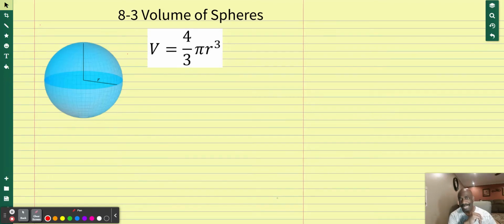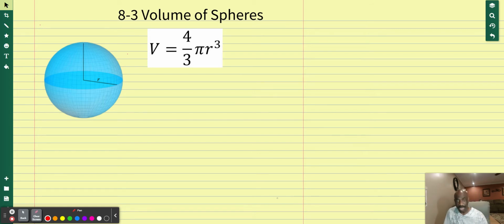All right, this is chapter 8-3, volume of spheres. So we went through the volume of cylinders and cones, and now we are on to spheres. This one is a little bit different. No more capital B, and no more H. With spheres, we don't measure it with height, because a sphere doesn't have any straight, flat sides. So we measure it using pi and our radius.